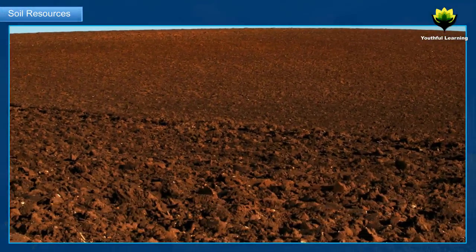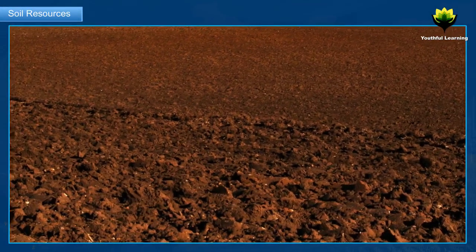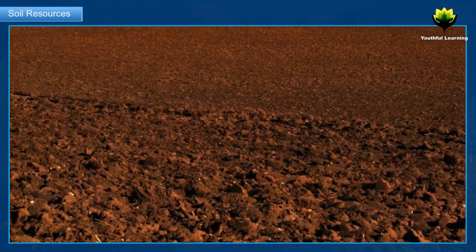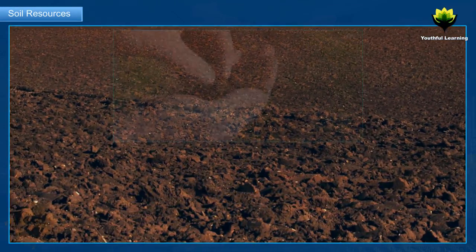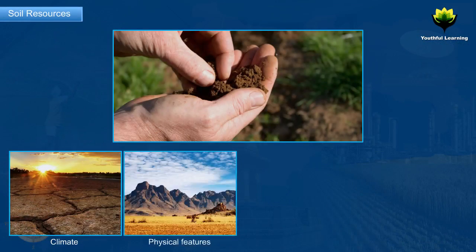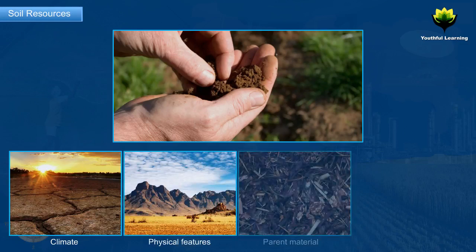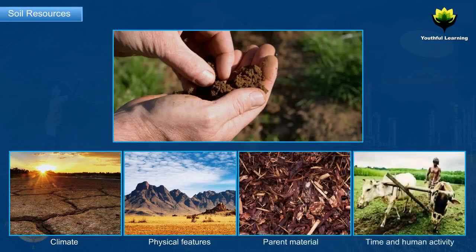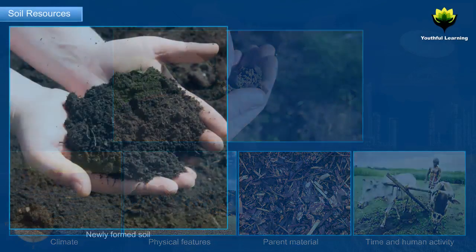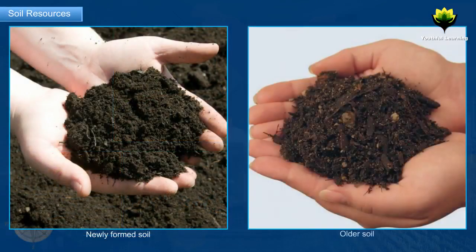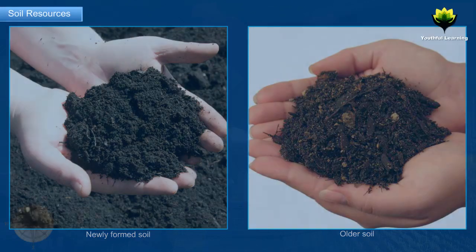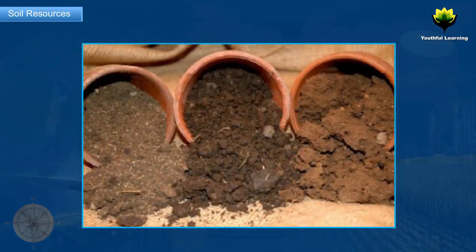Soil is formed over hundreds and thousands of years. The formation of soil depends on factors such as climate, physical features of an area, parent material, time, and human activity. For example, newly formed soil will differ from older soil as it has taken a longer time to develop. Based on the factors discussed, we will now take a look at different types of soils that exist in the state.